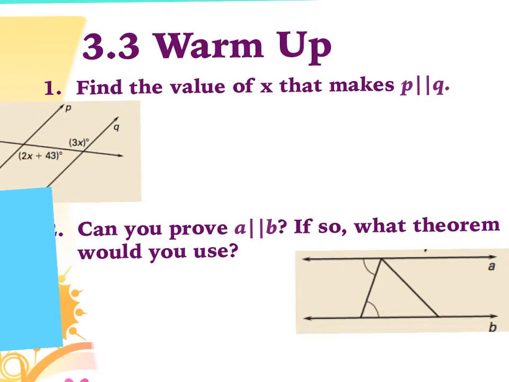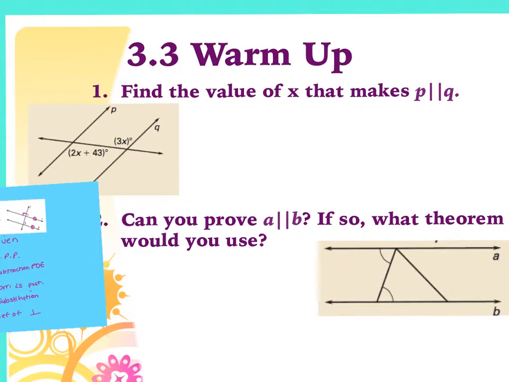All right, so number 1 said find the value of x that makes P parallel to Q. So if these angles are called what? What's the relationship? Alternate interior. And if alternate interior angles are blank, then the lines are parallel. What's the blank? Congruent. So I would say 2x plus 43 would have to equal 3x. Subtract, and I get x has to equal 43. So if x is not 43, they're not parallel. If x is 43, they are parallel.